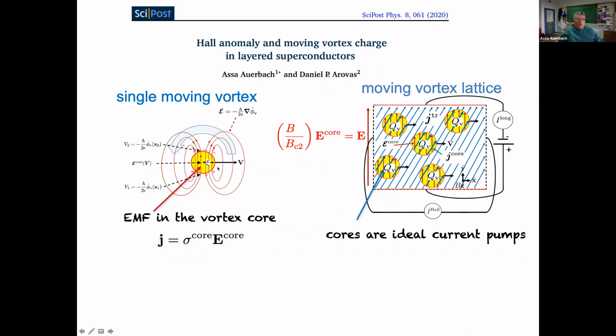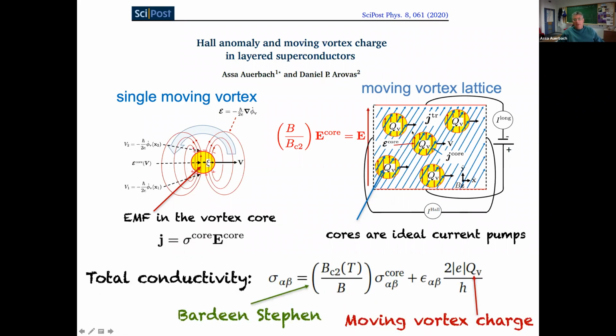Once you know what the currents are everywhere, then you just add them up and you get the contribution of the full current due to the motion of the cores, and that's this first term. So the first term is going to be E times sigma is J, but E is E core B over BC2, and when you invert it to write the current as a function of E external, you would see that it has a factor of BC2 over B, and this is precisely, the first term marked here, the result of Bardeen and Stephen, both for sigma xx and sigma xy. So notice the relation is written here for conductivities, but it's the same relation as Bardeen and Stephen found for resistivities.